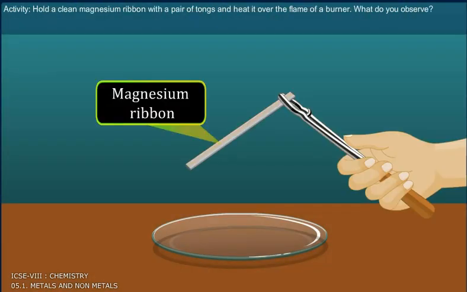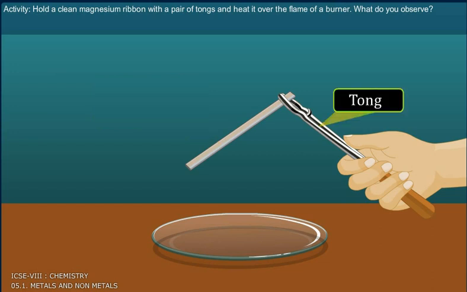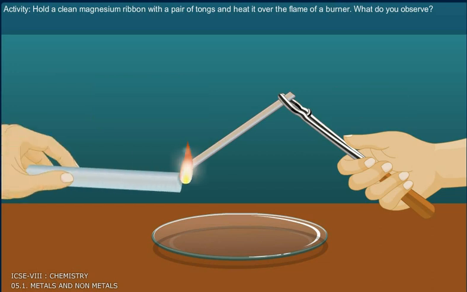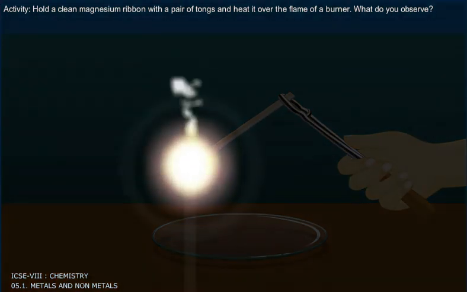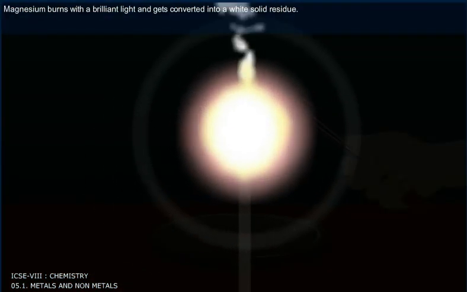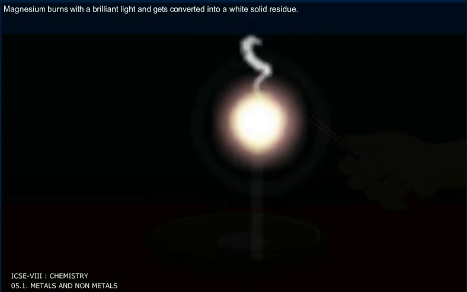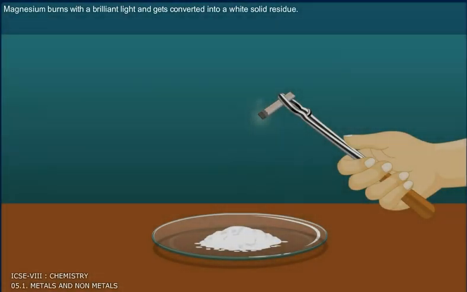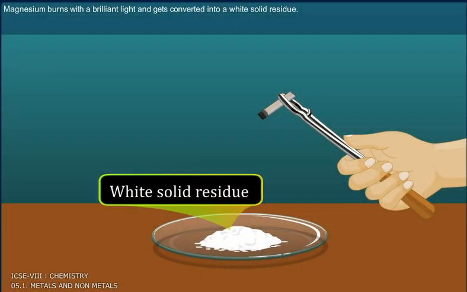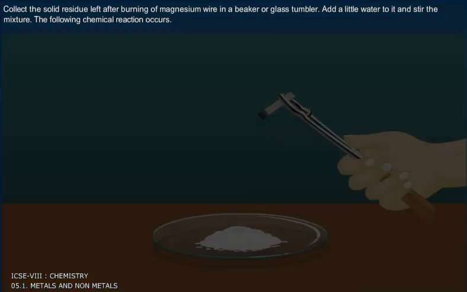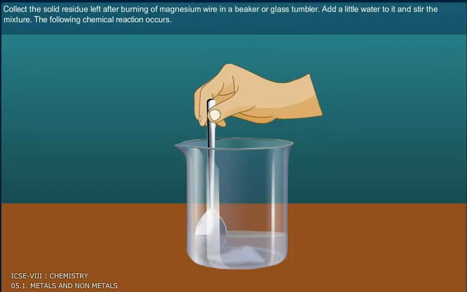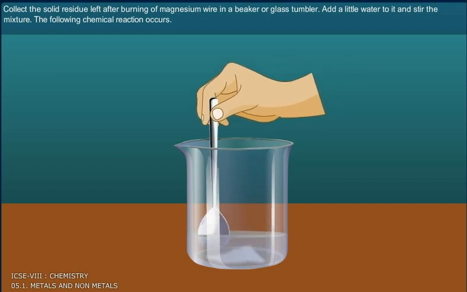Now activity. Hold a clean magnesium ribbon with a pair of tongs and heat it over the flame of a burner. What do you observe? Magnesium burns with a brilliant light and gets converted into a white solid residue. Collect the solid residue left after burning of magnesium wire in a beaker or glass tumbler. Add a little water to it and stir the mixture.